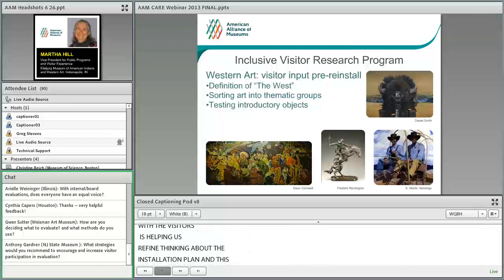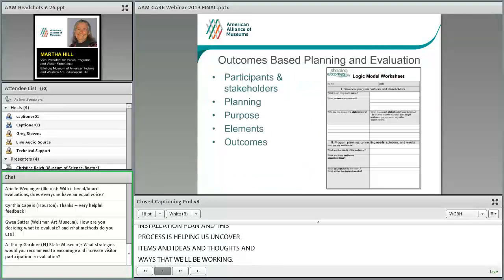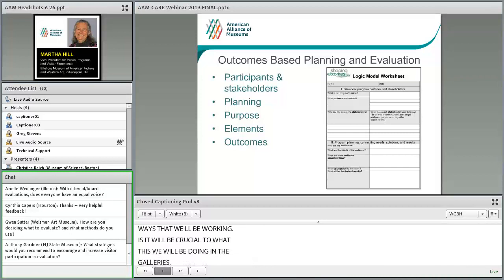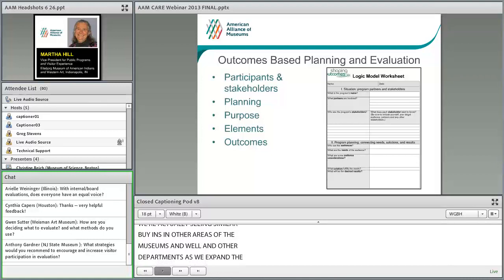And having the ability to go back and forth between working with the curators and talking with the visitors is really helping us refine thinking about the reinstallation plan. And this process is helping us uncover items and ideas and thoughts and ways that will be working, and it's going to be crucial to what we'll be doing in the galleries.